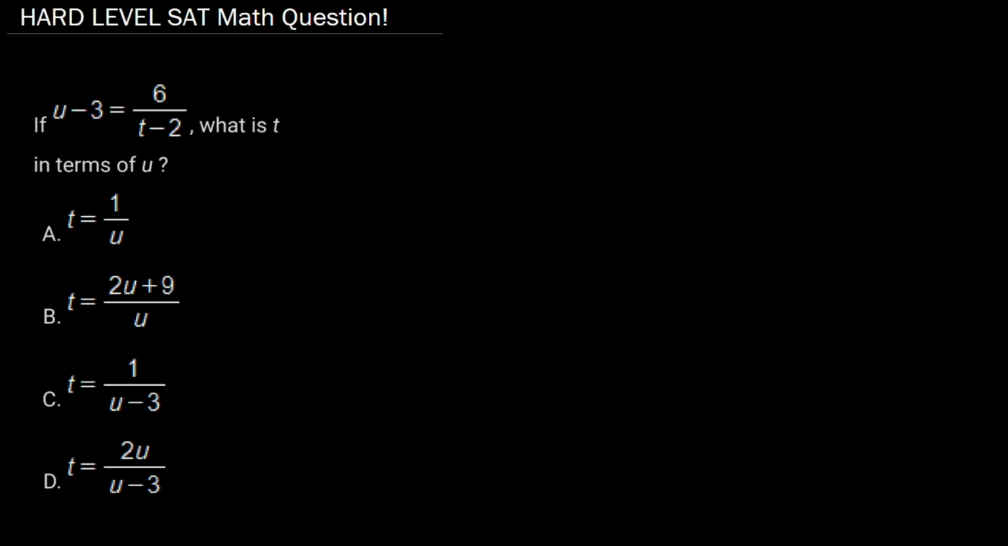Here we have: if u minus 3 is equal to 6 over t minus 2, what is t in terms of u? What that really means is that we have t isolated on one side and everything else, with the u's, on the other side, as we see in option A here.